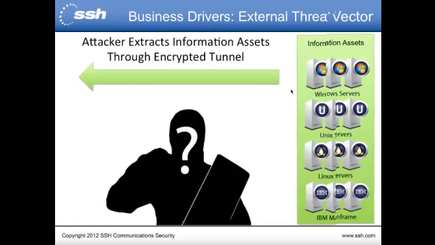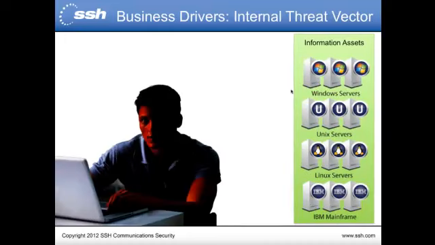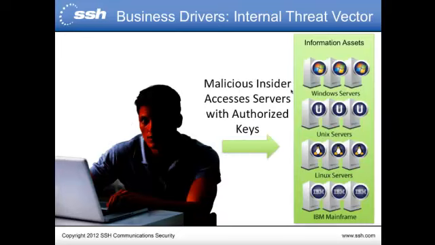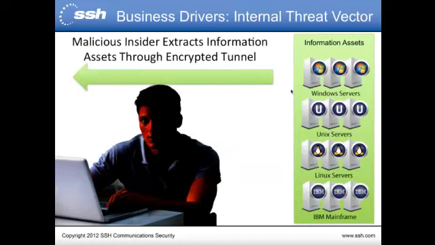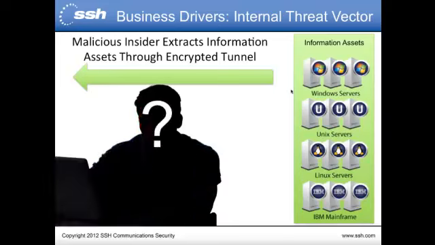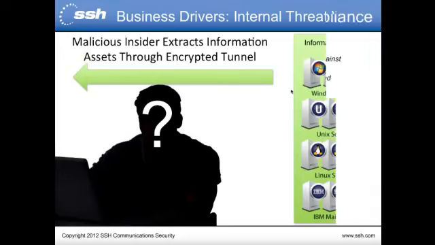The same thing is true with an internal threat. Even though this person didn't breach the perimeter, they're permitted behind the perimeter. They're a malicious insider and they access servers with authorized keys. So now this person has a key, they're supposed to have the key, and they're supposed to have access to the information assets, but because you can't monitor your network, this person's also going to be able to take information assets out of the organization through the encrypted tunnel. And it may be very difficult to investigate that, even to know if you've been breached or not. So it's a huge risk, both from an external and internal threat standpoint.